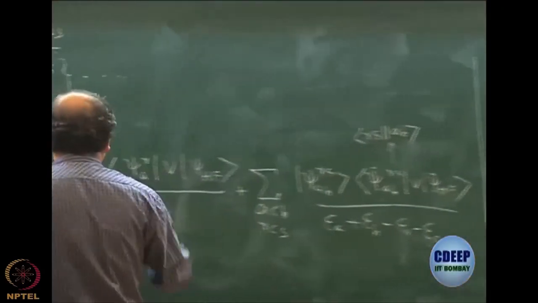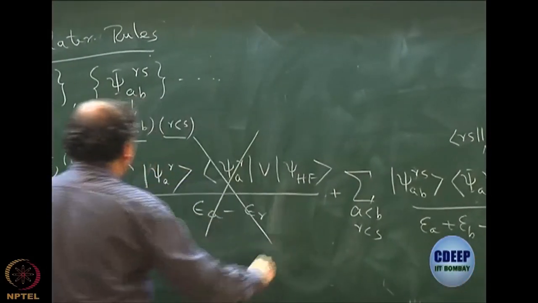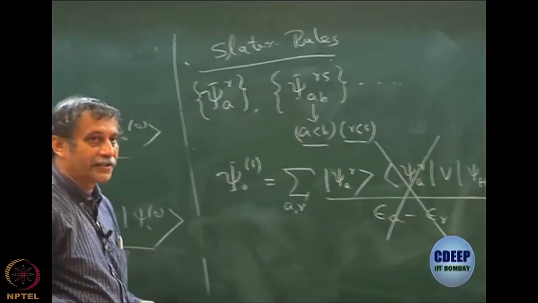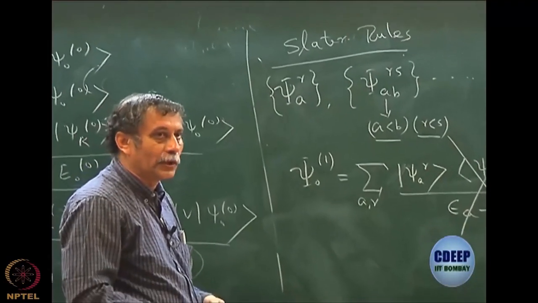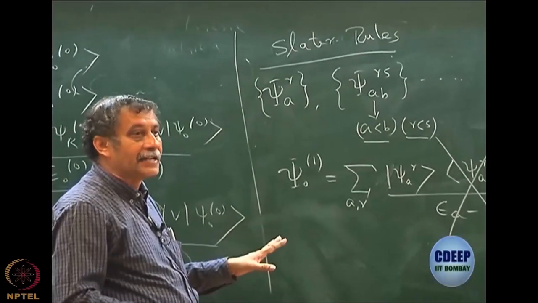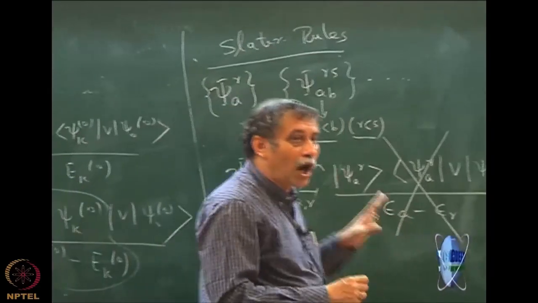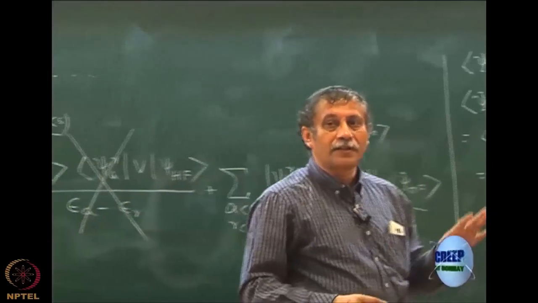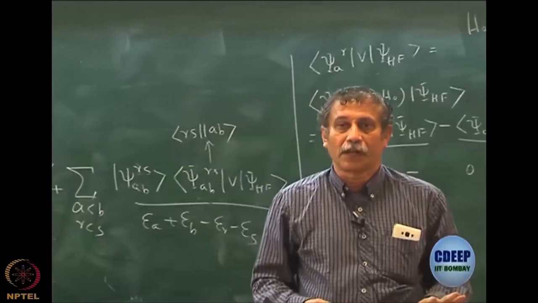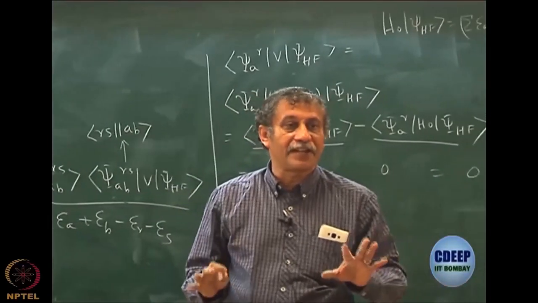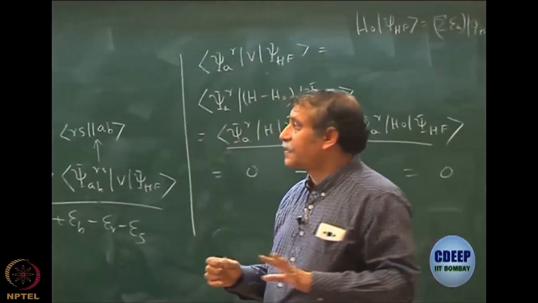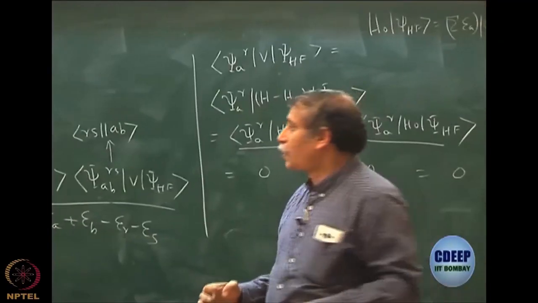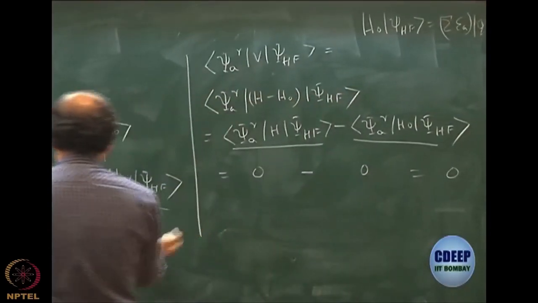So the first thing to note is that this set of terms does not contribute to the first order corrections. Coefficients are 0. So the singly excited determinants do not contribute to the first order perturbed wave function for the ground state. So that is a very important realization. So the first set of determinants which will contribute are the doubly excited determinants.